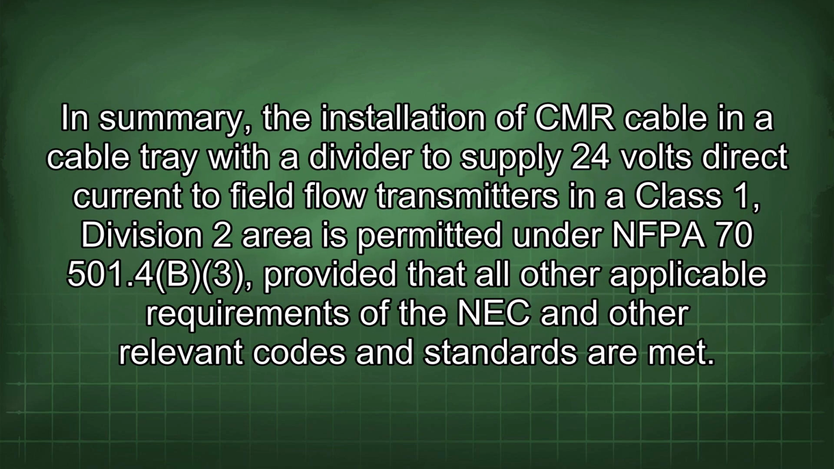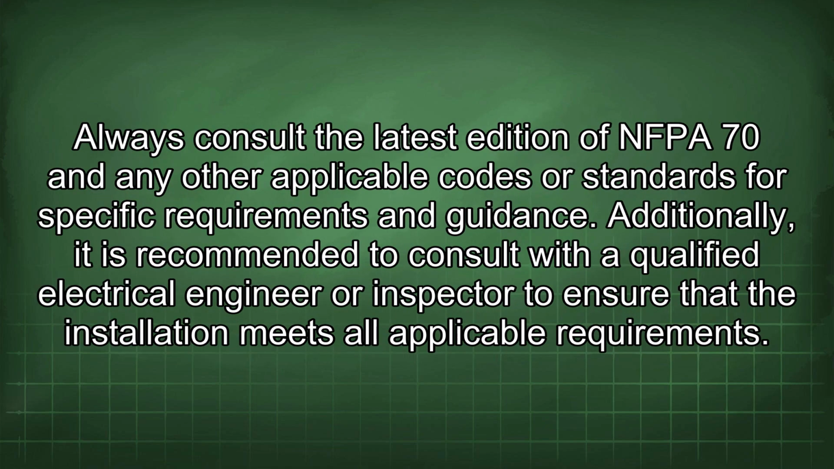In summary, the installation of CMR cable in a cable tray with a divider to supply 24 volts direct current to field flow transmitters in a Class 1, Division 2 area is permitted under NFPA 70 Section 501.4(B)(3), provided that all other applicable requirements of the NEC and other relevant codes and standards are met. Always consult the latest edition of NFPA 70 and any other applicable codes or standards for specific requirements and guidance.